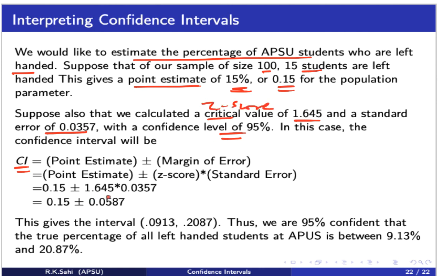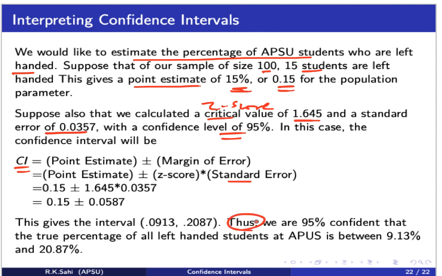So z-score is 1.645. The standard error, remember, it's the estimation of the standard deviation of a sampling distribution. So standard error is 0.0357. Plugging in these two numbers gives me the margin of error. And then you add or subtract to the point estimate 0.15. When you do the math, you find that the interval is 0.15 plus minus 0.0587. Very simple addition and subtraction. The interval is 0.0913 or 0.2087.